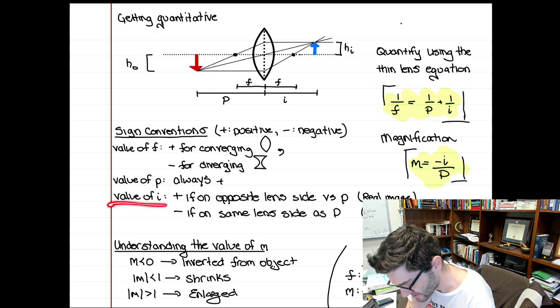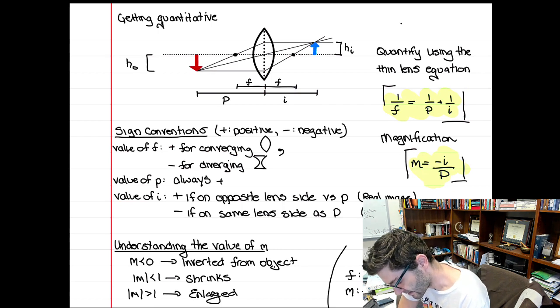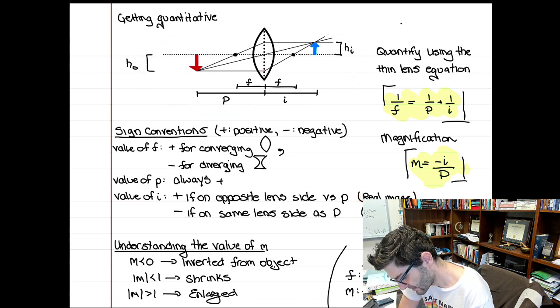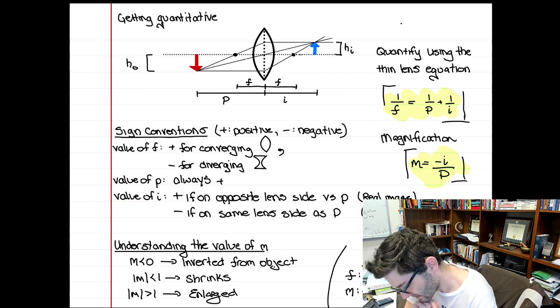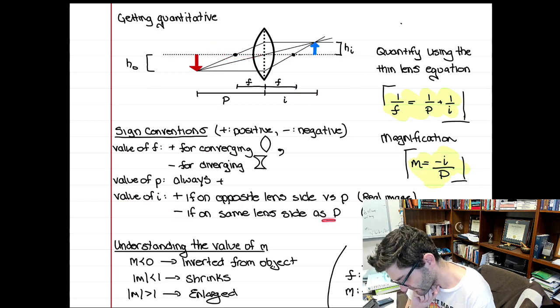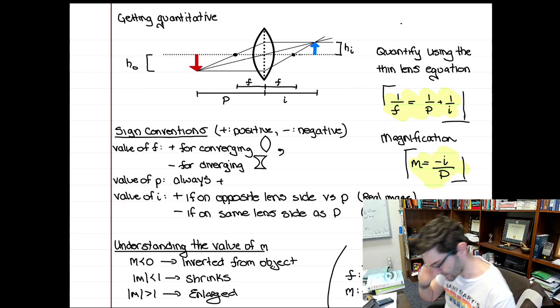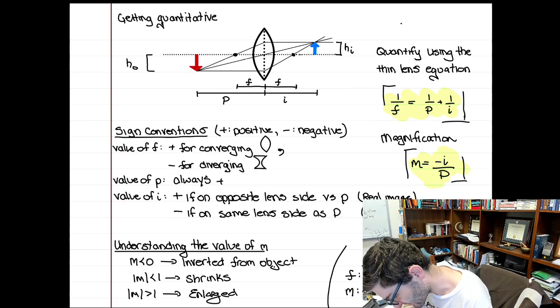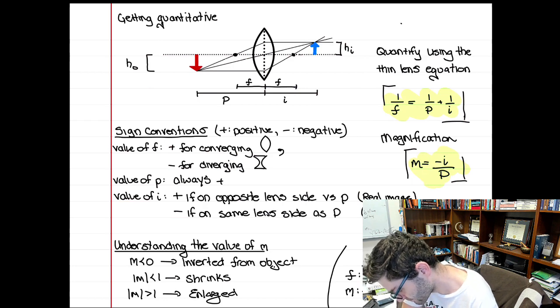And then the value of the image distance, i, we plug in a positive value if it's on the opposite side of the lens, i.e. a real image. So the way I've drawn up here, whatever this value is, if I measured it with a ruler, I would plug in a positive value to this equation. If it happened to be a virtual image, it would appear on the same side. So if the arrow was over here instead, then for this image distance i, I would plug in a negative value. Yes, negative if i is on the same lens side as p.